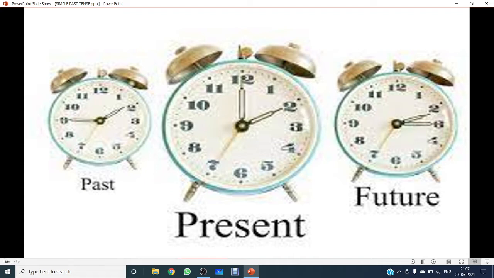And next, what is future tense? Future tense denotes an action that is yet to happen. It might happen in the near future, after 1 second, or 1 hour, or even a day. It's all future tense. So I hope you all understood what present, past, and future tense are.